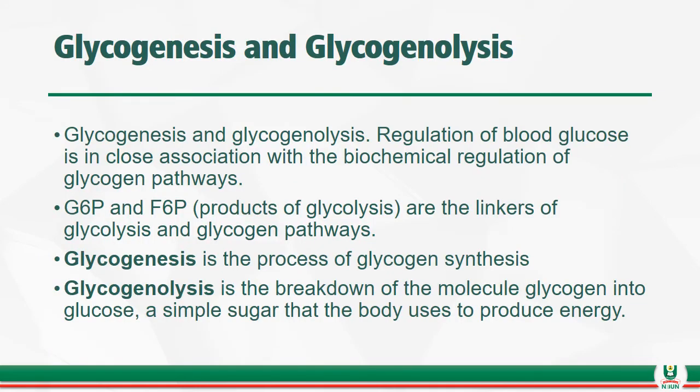The next is glycogenesis and glycogenolysis. Regulation of blood glucose is in close association with the biochemical regulation of glycogen pathways. Glucose 6-phosphate and fructose 6-phosphate, products of glycolysis, are linkers of glycolysis and glycogen pathways. Glycogenesis is the process of glycogen synthesis, while glycogenolysis is the breakdown of the molecule of glycogen into glucose, a simple sugar that the body uses to produce energy.